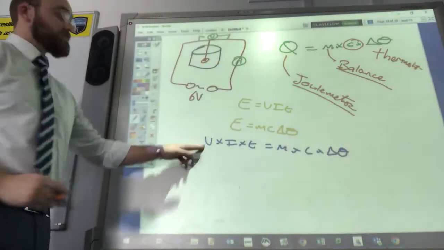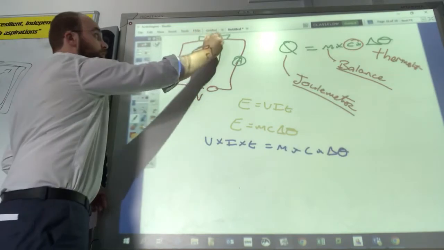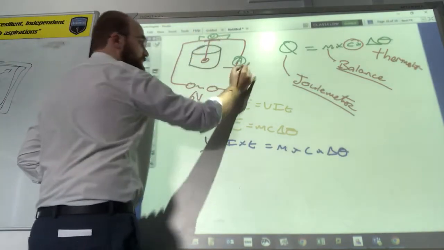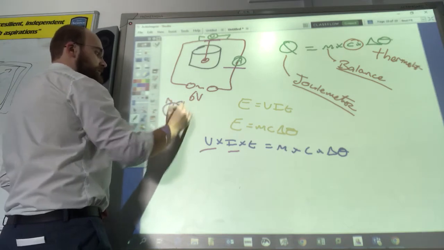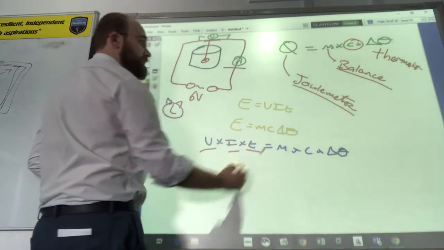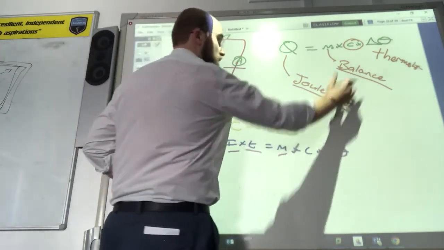Yeah, I can measure these very, very easily. I've got a voltmeter to measure voltage. I've got an ammeter to measure current. I'll have a little stopwatch to measure the time in my circuit. The mass I shall use my balance for.